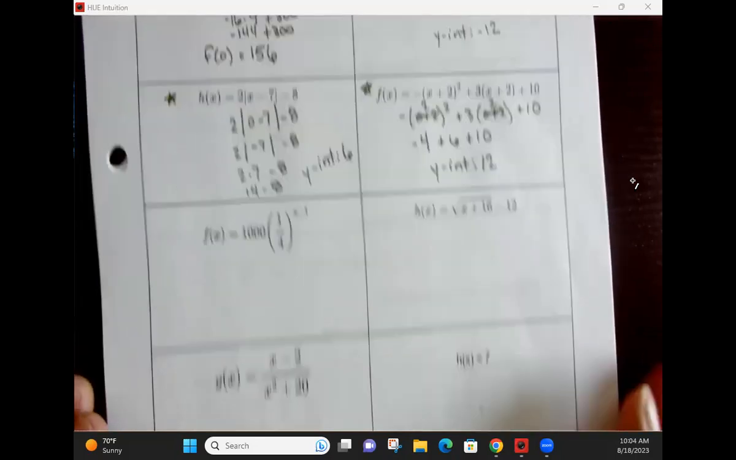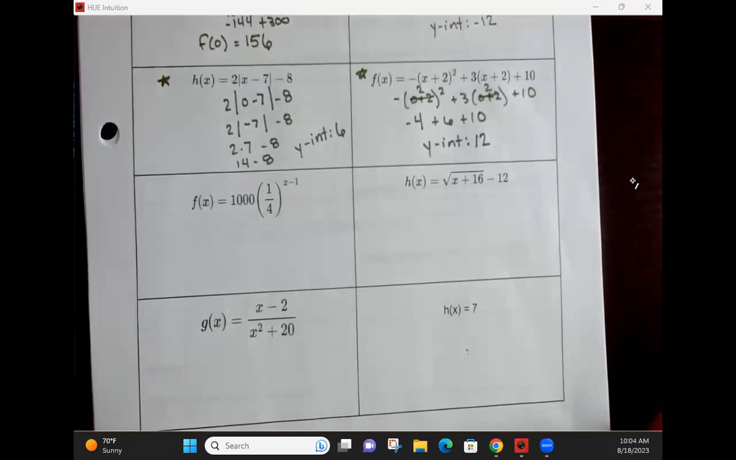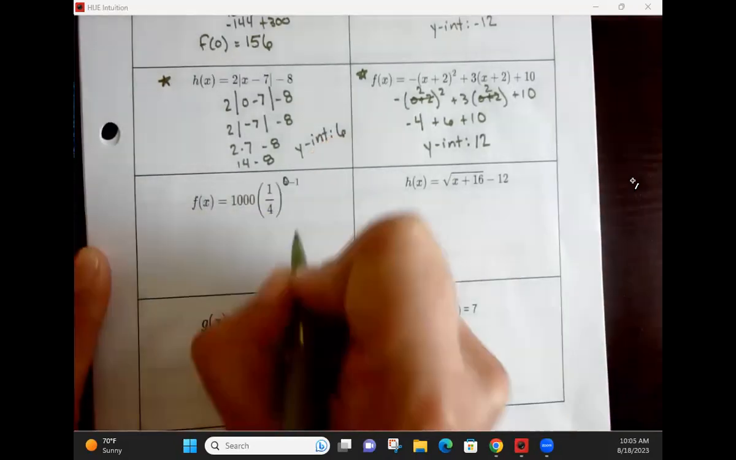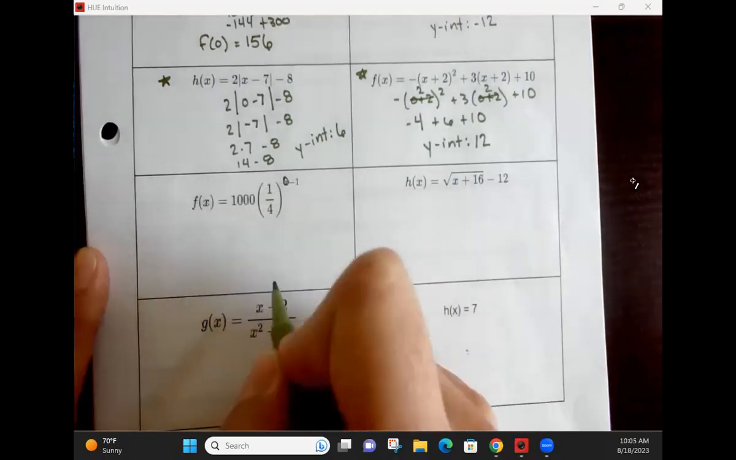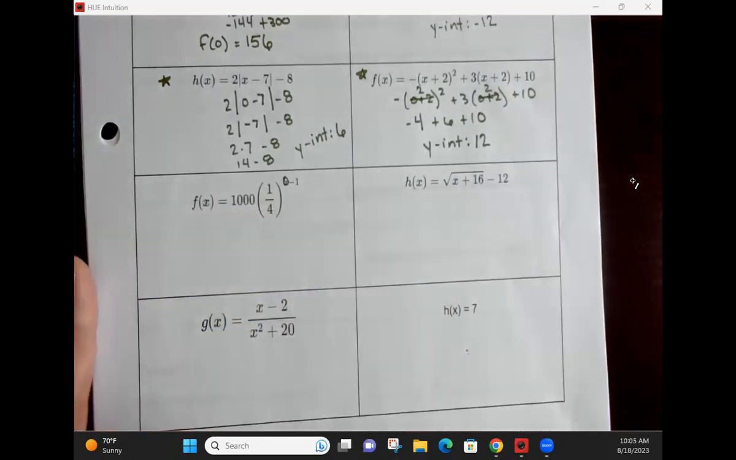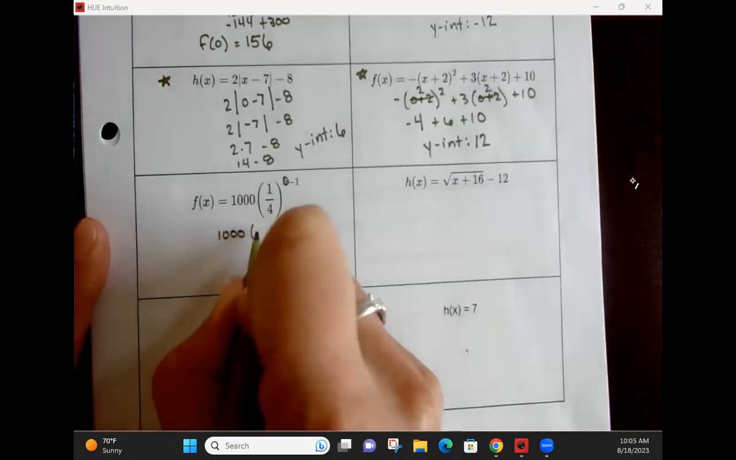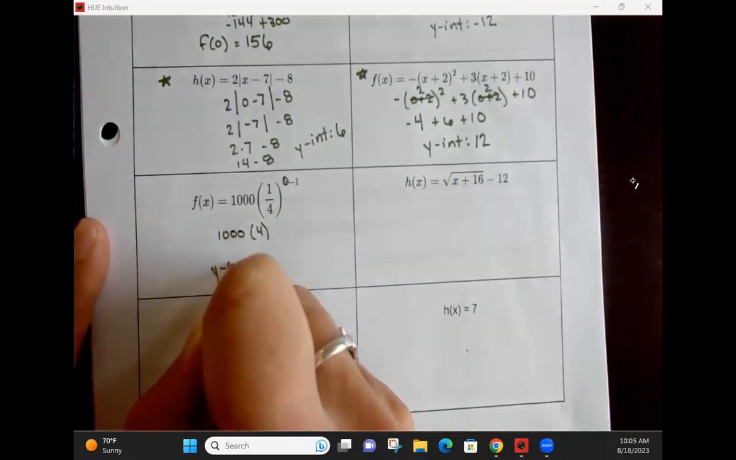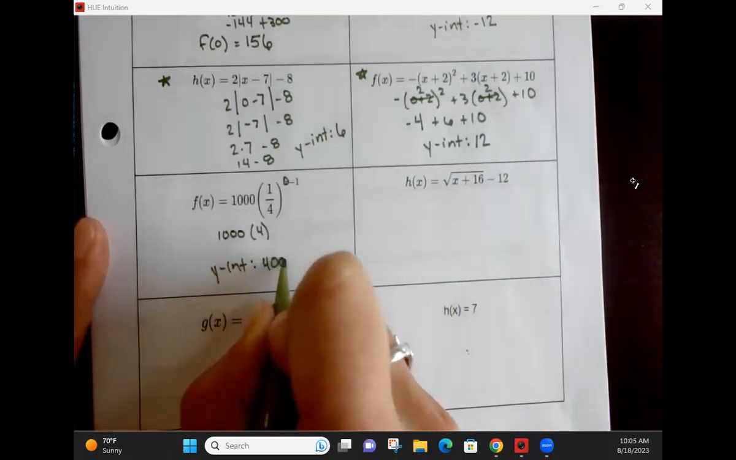Okay. Let's take a look at the last couple. We've got an exponential function here, a square root function, a rational function, a constant function. For most of our last examples, we're going to do the same thing that we did for the first few, which is plug in 0 for x, right? So for this guy here, if I plug in 0 for x, I've got -1 as my exponent. Remember, when I've got a negative exponent, I'm flipping that. We're taking the reciprocal. So this would be 1,000 times 4. And our y-intercept would be then 4,000.